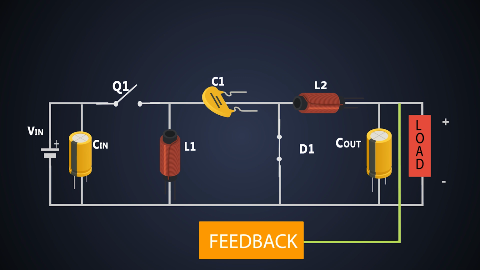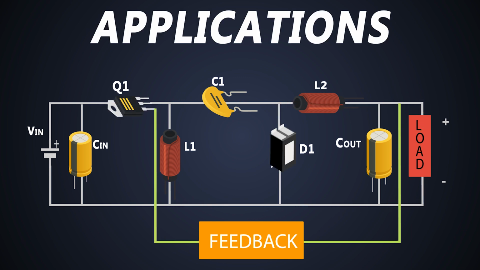In easier words, when the MOSFET is on, the inductors L1 and L2 store the energy from the input and series capacitor respectively. When the MOSFET is off, these inductors release the stored energy, so L1 charges the series capacitor and L2 provides the output power. And this is how a Zeta converter works.